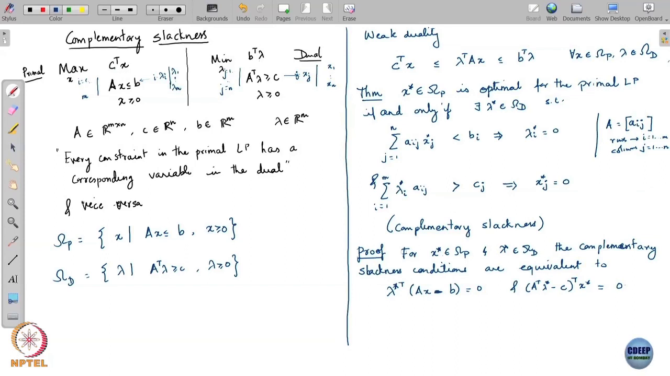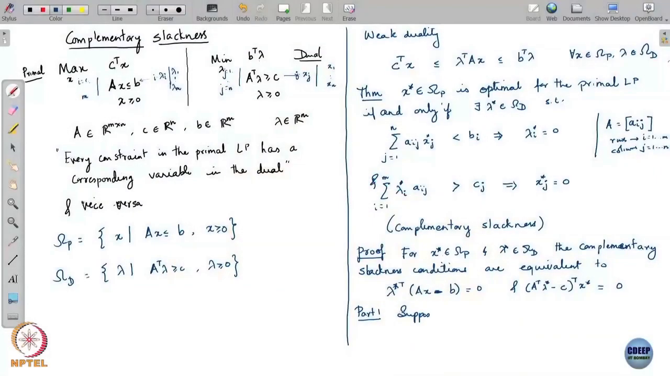Okay, all right. So now we want to show the necessity and sufficiency of complementary slackness for the optimality of x star. So part 1: suppose x star in omega p is optimal for the primal LP.